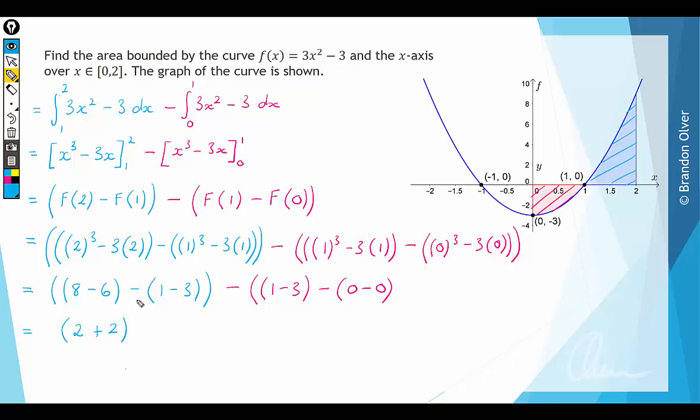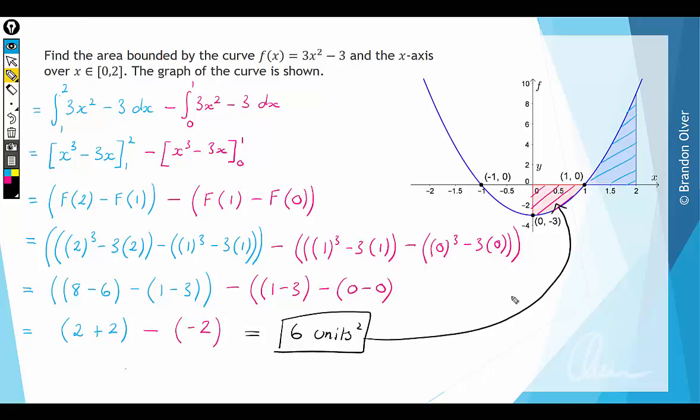So in the blue we've got 2 plus 2, and then away from that we subtract, and that's going to be negative 2, and then we've just got take 0, so we don't have to worry about that. So we have 2 plus 2 subtract negative 2, which is the same as 2 plus 2 plus 2, which equals 6 units squared. So that there is the area under and above the x-axis, or the total area between 0 and 2 for our curve f of x.